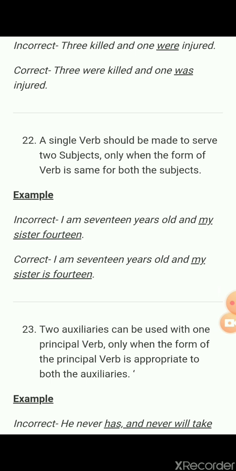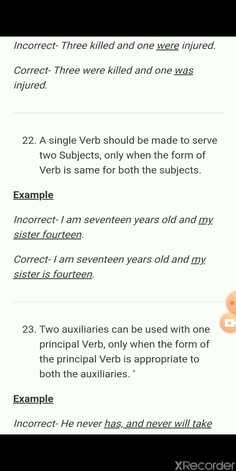Now see the difference. I am 17 years old, my sister 14. There is a difference in the facts. So: I am 17 years old and my sister is 14. Both the facts are different, so we need to provide a different type of verb according to their subject.